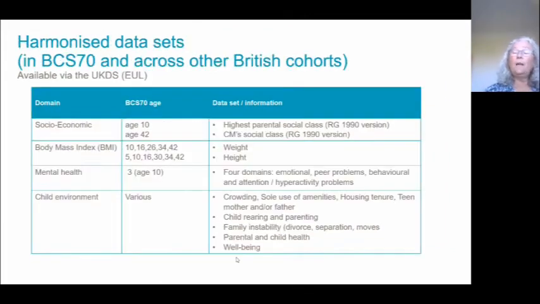To aid cross-cohort comparisons, work has been conducted on harmonised data sets, including those in the BCS 70 and other British cohorts. At the moment, there are harmonised measures of social class, body mass index and mental health, and the child's environment. And you can download these from the UKDS as well. Moving forward, there's ongoing work to harmonise across the cohorts in other areas. So this resource is building over time.